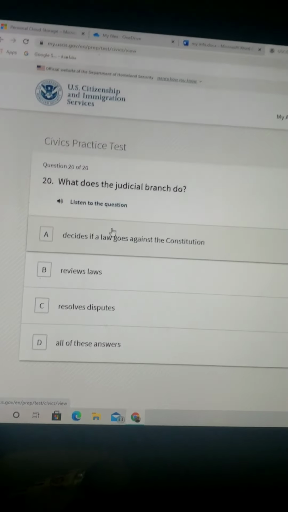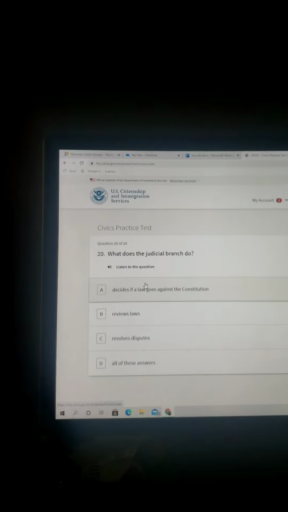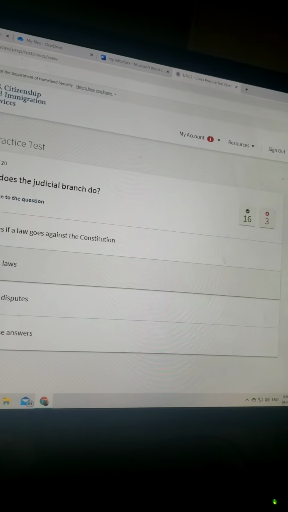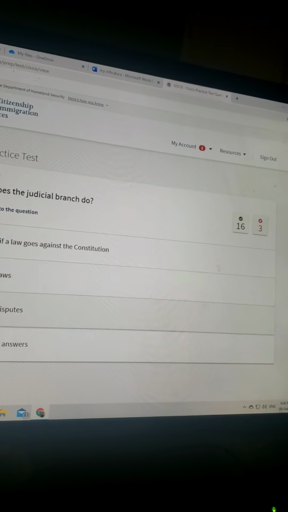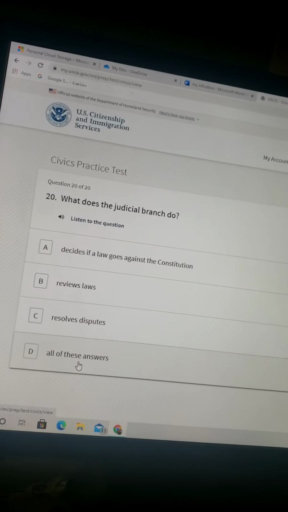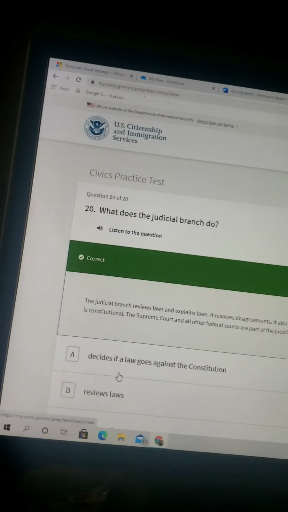Next question. What does the judicial branch do? It's like the courts. So, yeah, we read that before. Reviews laws, resolves disputes, and courts resolve disputes. So it's all of the above. As I told you guys, when you see all of the above, you hit all of the above. And that's correct.